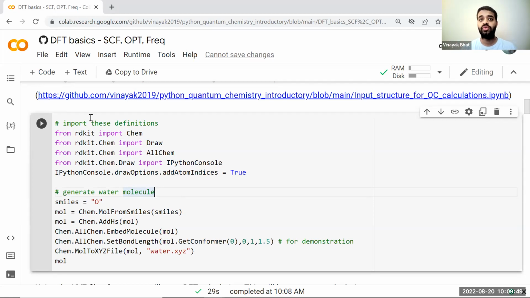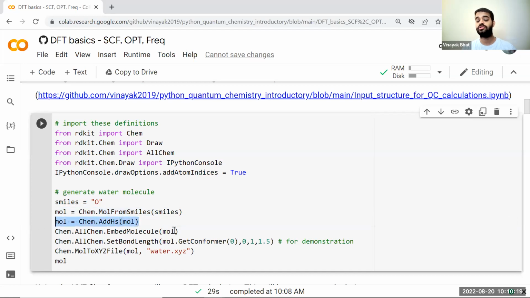Okay, so we will import RDKit and all these libraries that we want from here, and we'll generate a molecule for a water molecule. The SMILES is O. SMILES is a way of representing a molecule with a string of characters. So we'll generate a molecule. The first step over here is SMILES O, and then this will generate a molecule. And the molecule right now is missing hydrogens.